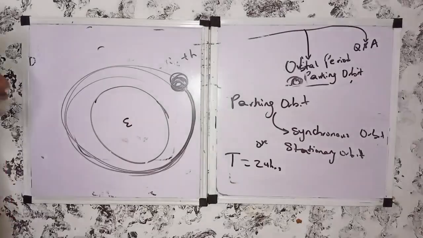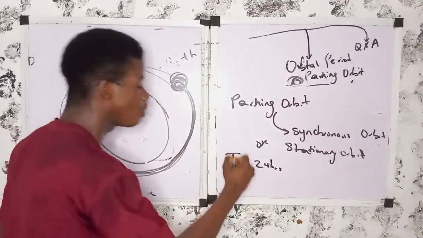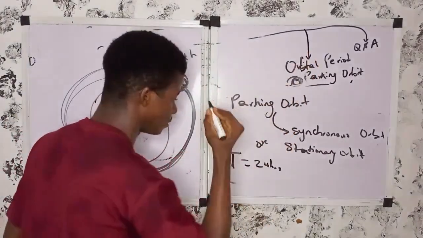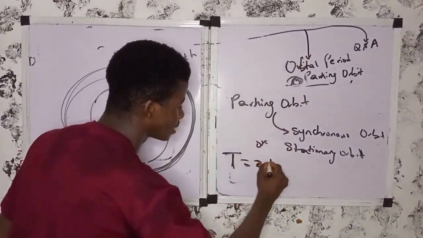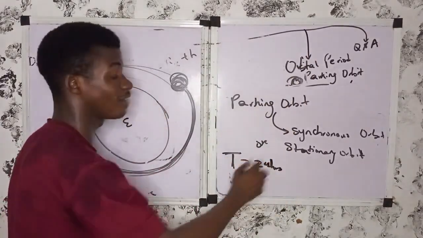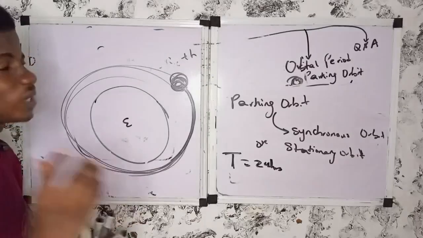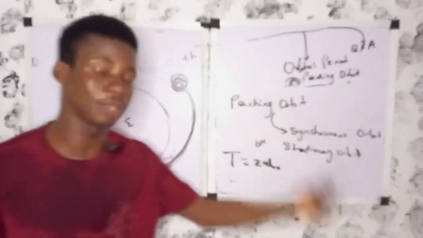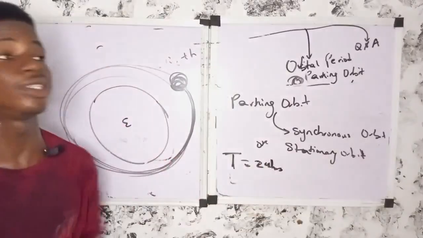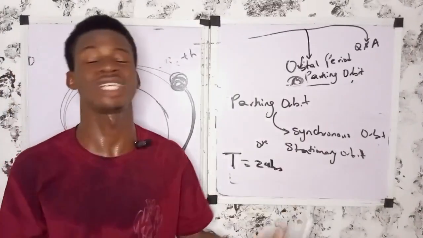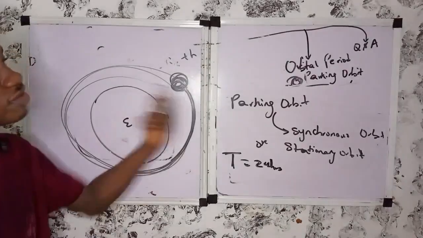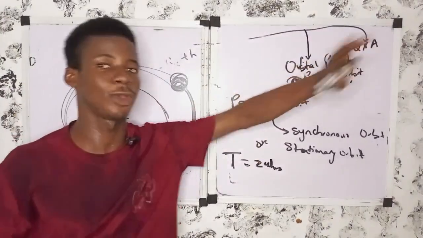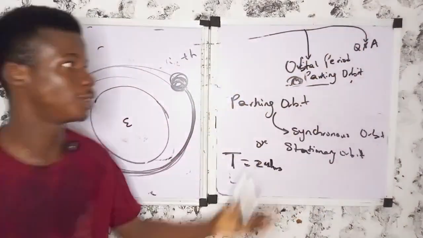The important thing to take note of about parking orbit is that the orbital period of the satellite is 24 hours. You can convert it to seconds or minutes. So this is all you need to know about gravitation, relating to PHY101, which is a lower level course. Now let's move to the next part, which is question and answer before we call it a day in gravitation.